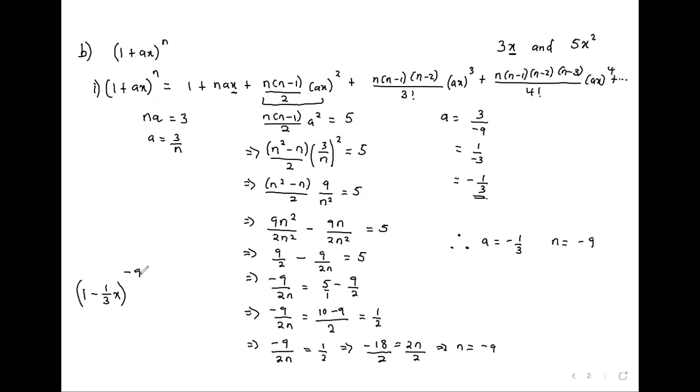Wait, sir, I didn't get how you got 3 over n. Since we are given that n multiplied by a is equal to 3, if we divide by n on both sides, on the left we remain with only a, and then we have 3 over n on the right.